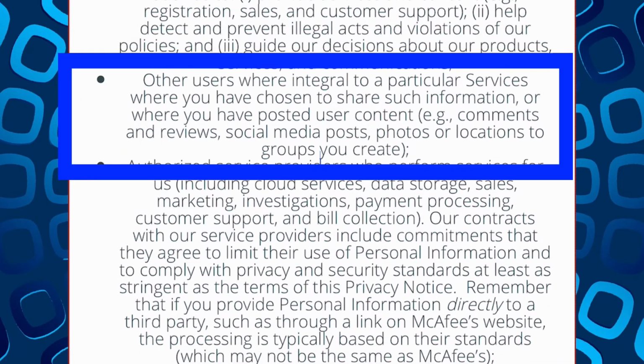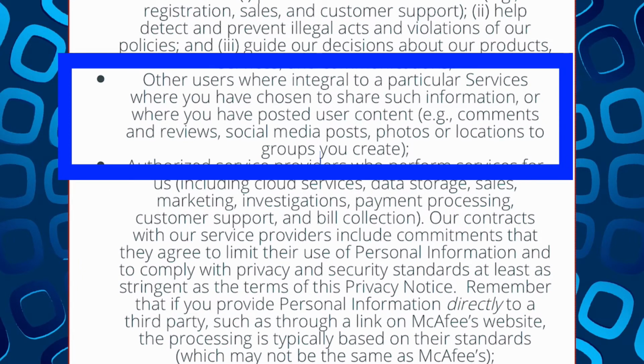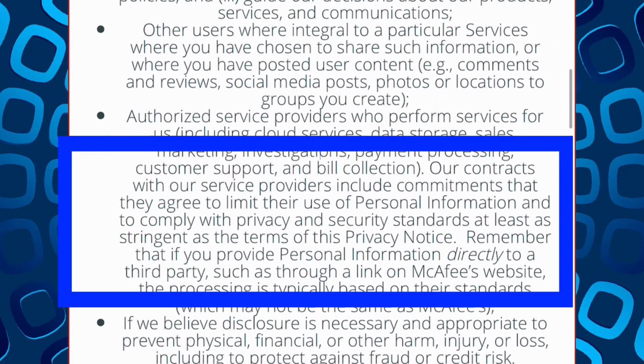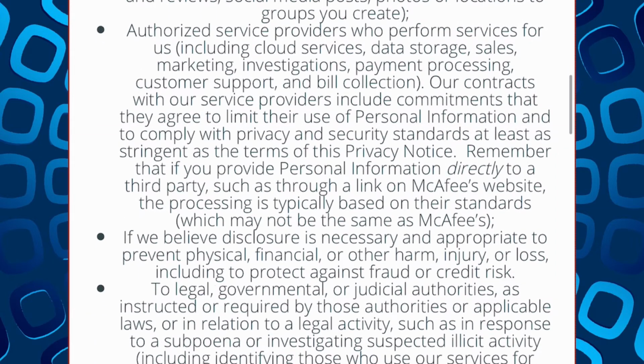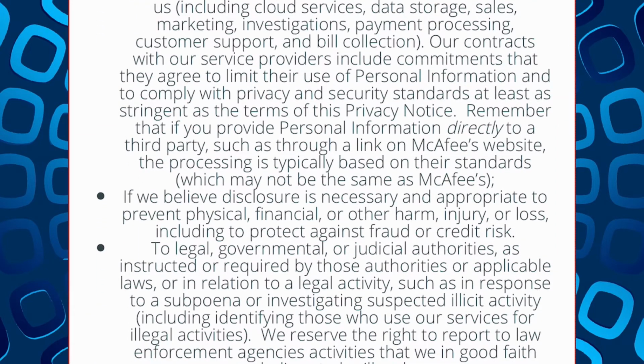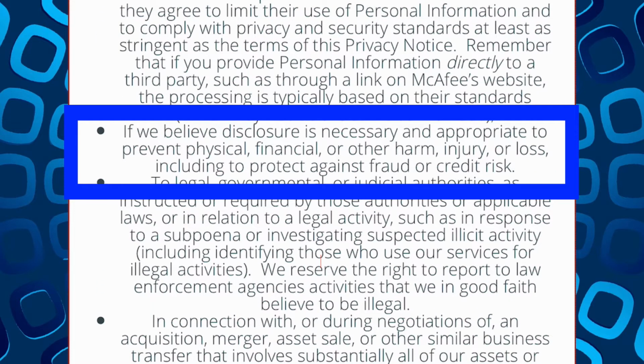the users integral to particular services, authorized service providers who perform services for us, for example, cloud services, data storage services, sales, marketing, investigations, payment processing, customer support, and bill collection. If we believe disclosure is necessary and appropriate to prevent physical, financial, or other harm, injury, or loss, including to protect against fraud or credit risk.